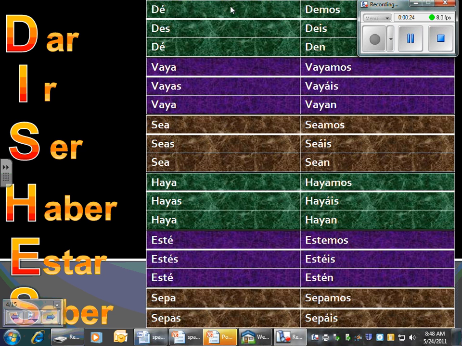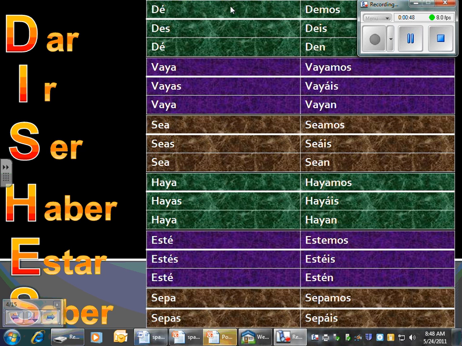For ir, there is a constant core of vay plus as, amos, áis, on. This verb follows the regular rules after the vay part of the verb is applied. For ser, there is an se followed by as, amos, áis, on. For haber, there is hay plus regular forms of AR present tense verbs. Both ser and haber follow the regular rules after the core part is applied.